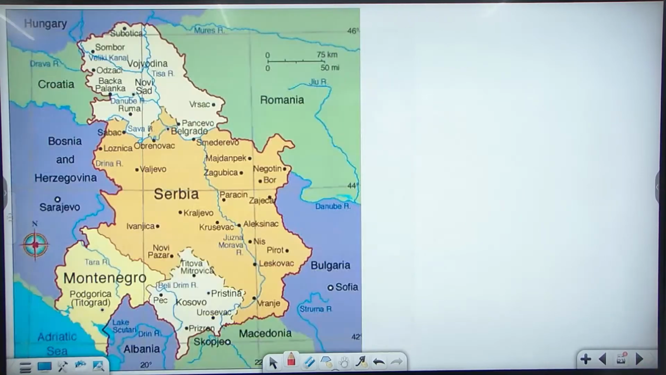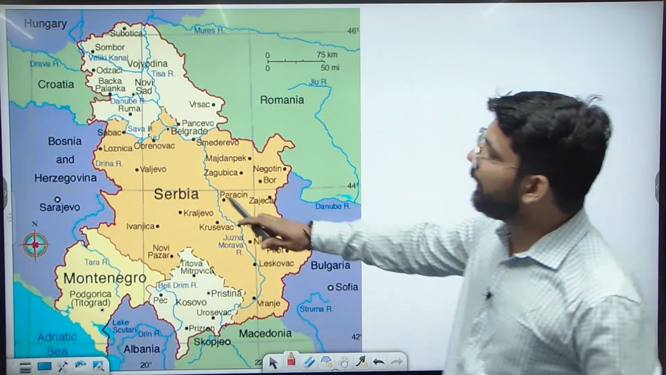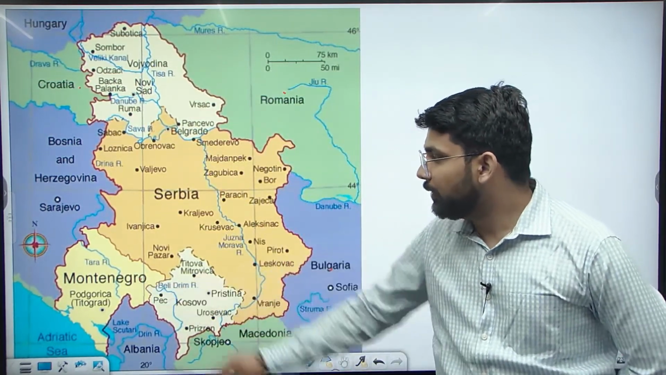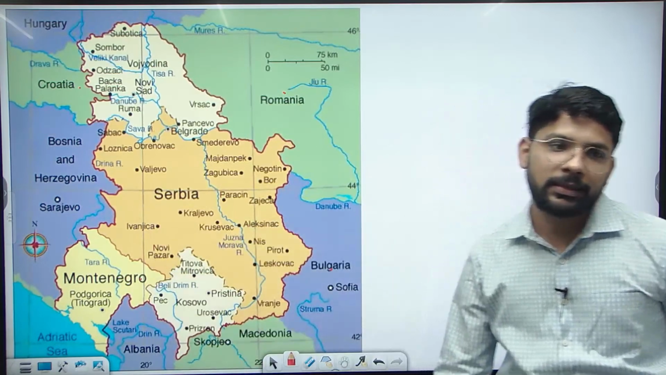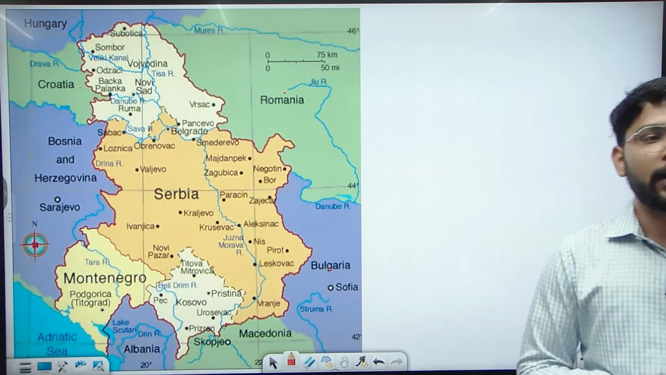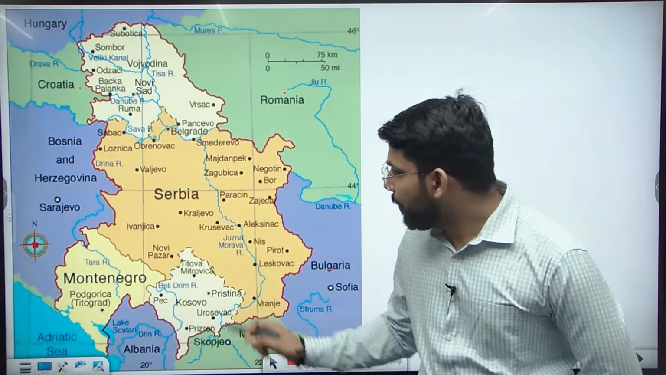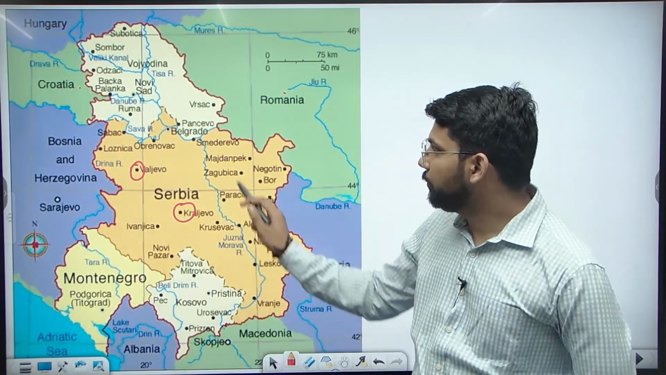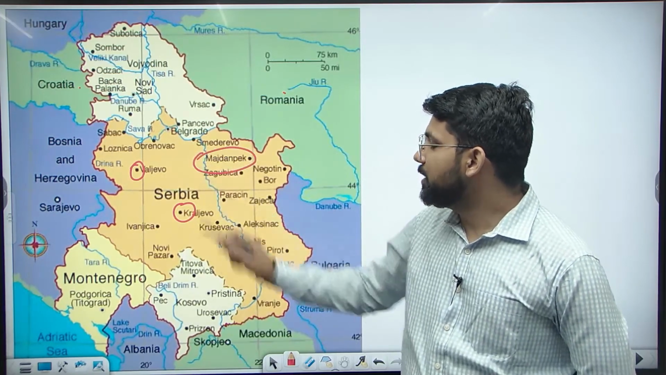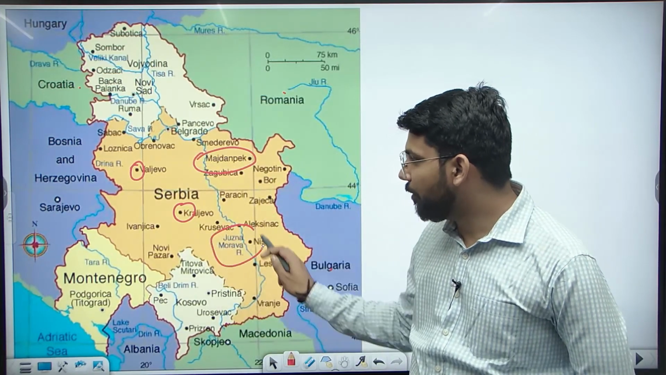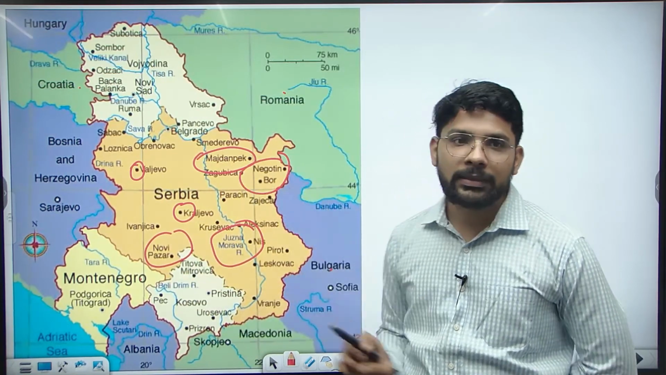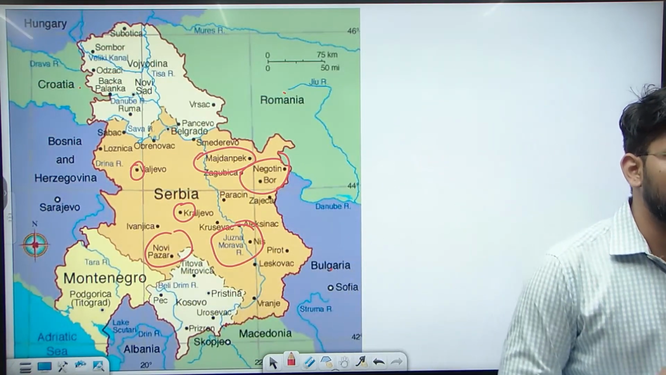So if we see through the map, Serbia. These are the boundary countries: Croatia, Romania, Bulgaria, Montenegro, Herzegovina. So these are the boundary countries of Serbia. You need to know about some specific places: Velika, Majdanpek, Juzna Morava, Novi Pazar, negotiation board. These are some of the specific places in Serbia you need to know.